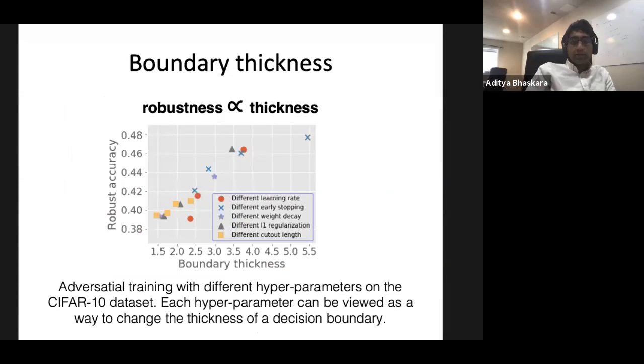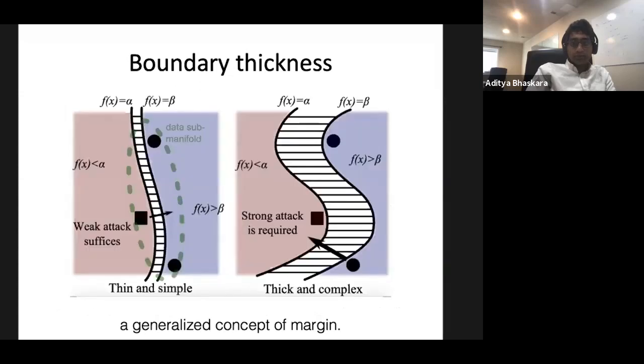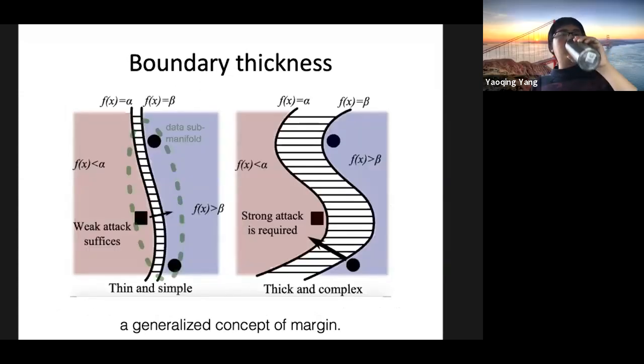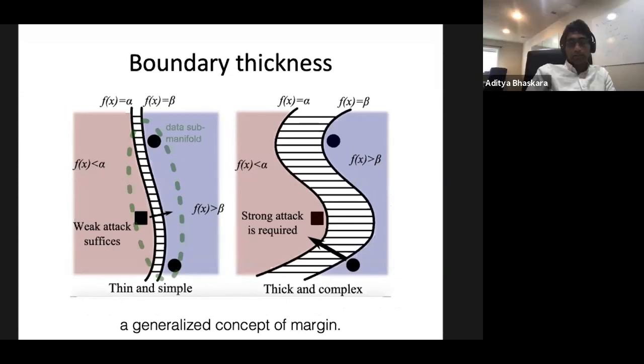Is that correlated with the magnitude of the gradient? Yeah, we haven't done any experiments to actually verify that, but I think it is definitely related. Maybe it's related to the Lipschitz constant of the neural network. Exactly.